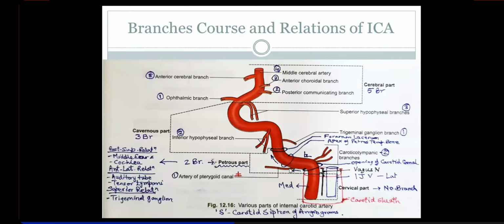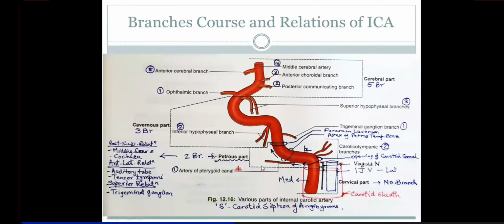Then, in my morning lecture, I told you there was an artery which was not always present, an occasional branch, called the artery of the pterygoid canal, which enters the pterygoid canal along with the Vidian nerve. The Vidian nerve, the nerve of the pterygoid canal, is formed by the fusion of the deep petrosal and greater petrosal nerves. So within this pterygoid canal you find the Vidian nerve and the artery of the pterygoid canal, which is a branch of the petrous portion of the internal carotid artery, but it is an inconstant branch.